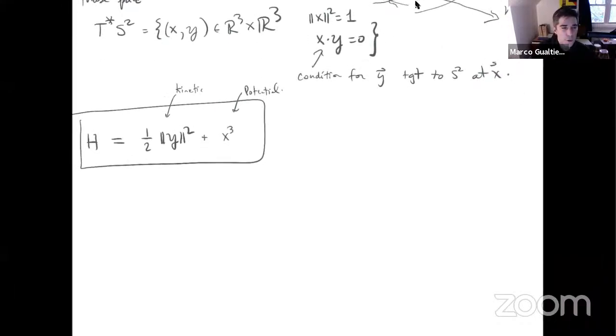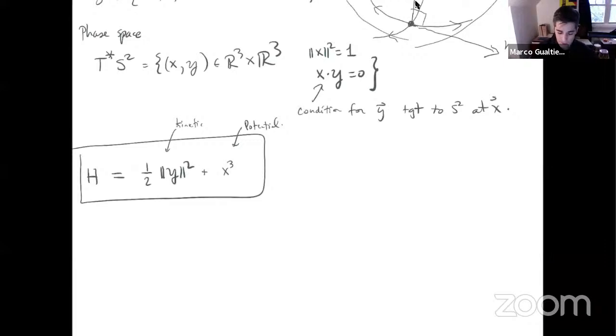I'm not expecting you to know how to derive all this and it's not a physics class, but you can see how the function works. This part of the function is a quadratic function on the cotangent space, on this momentum space. It does not depend on x, and this one is just the z component of x, of the position.